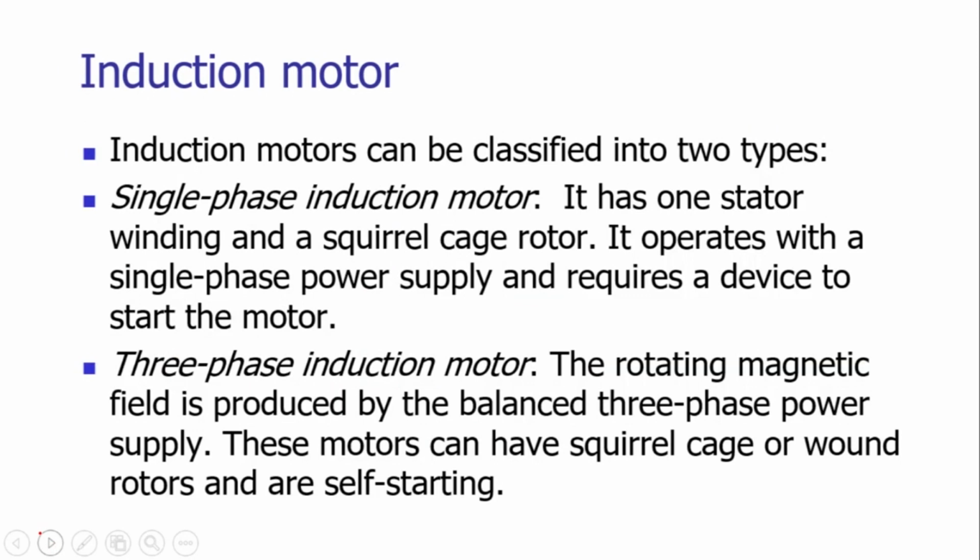The induction motors we can classify into two types: the single phase induction motor, which has only one stator winding and a squirrel cage rotor. It basically operates with a single phase power supply, a single phase motor that we commonly use in our household applications as well. Single phase power supply energizes the stator windings and accordingly produces the rotation of the shaft of the motor. But it requires a device to start the motor itself due to the inertia.